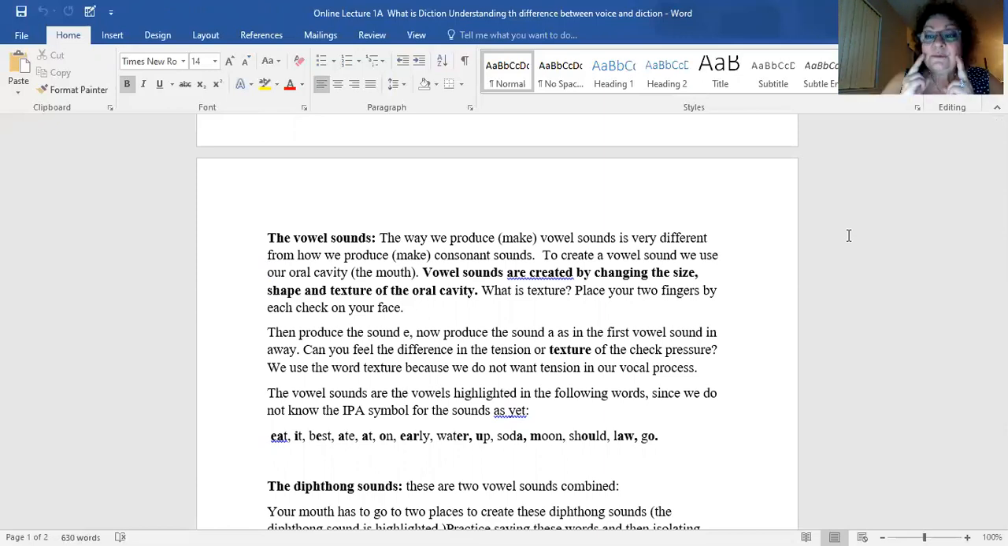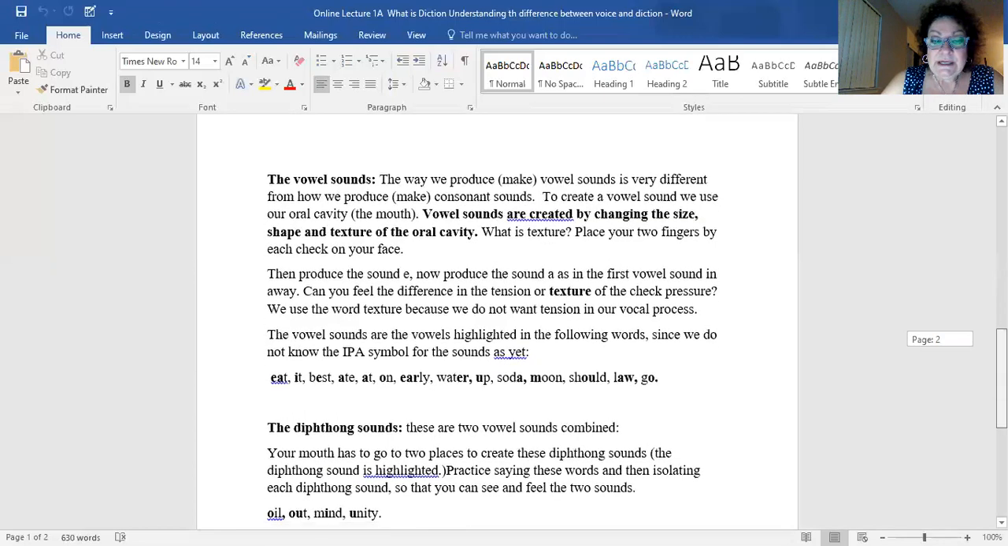Texture. Take your 2 fingers, put them on the sides of your mouth. E, one is more tense. E, one is more relaxed. We don't use the word tension, we use texture, but it does refer to tension because E is, the muscles are tighter, but we use the word texture. So size, shape, and texture determine your vowel sounds. And as a baby, the first sounds you learn are vowel sounds, because by the time you find your articulators, you find your foot in your mouth first.